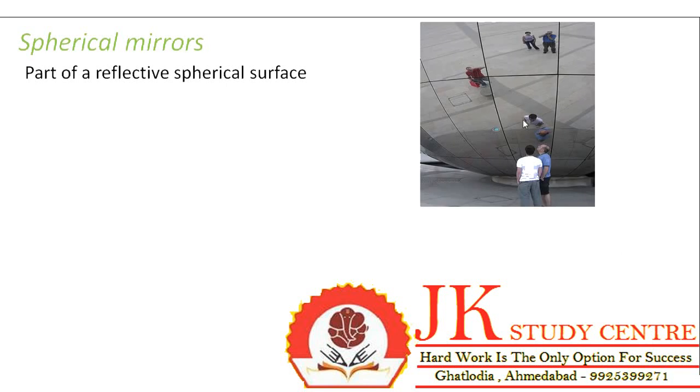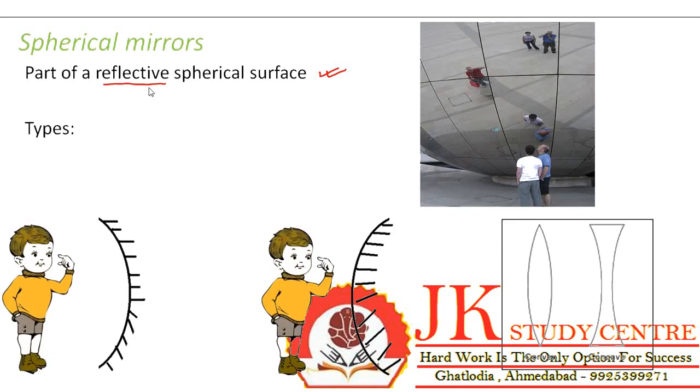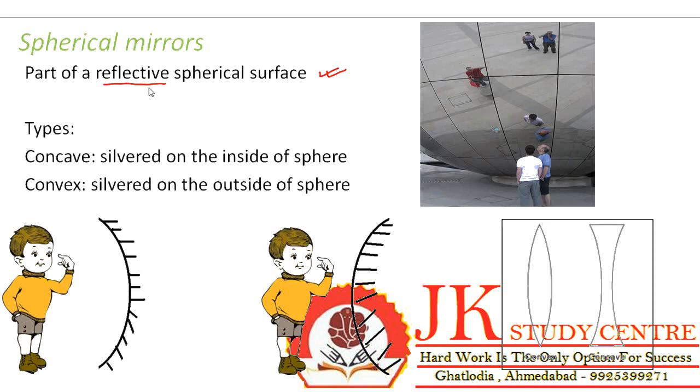So a spherical mirror is a part of a reflective spherical surface. That means it is a spherical surface which is reflective, which is capable of reflection, right? Okay. Now there are various types of spherical mirrors. The major two types of spherical mirrors are concave mirror and convex mirror. So these are the two types, concave and convex. So what is a concave mirror? A concave mirror is the one which is silvered on the inside of the sphere.